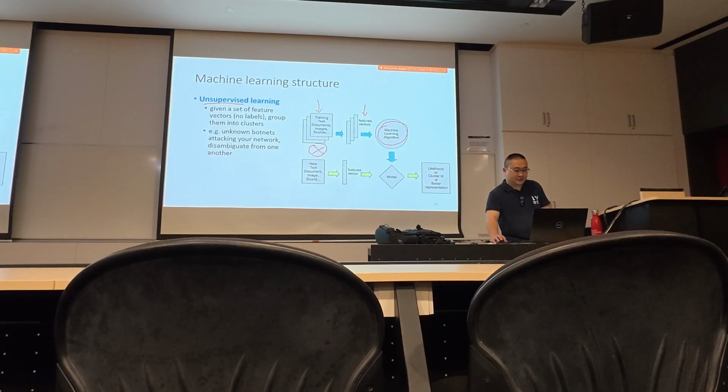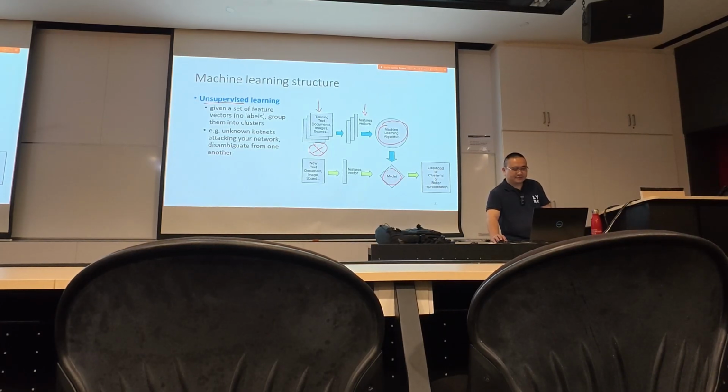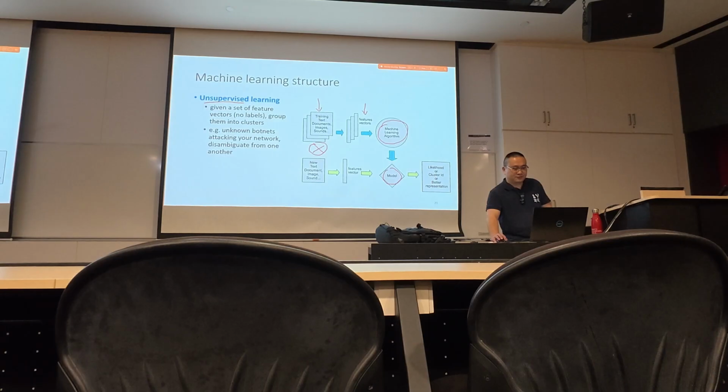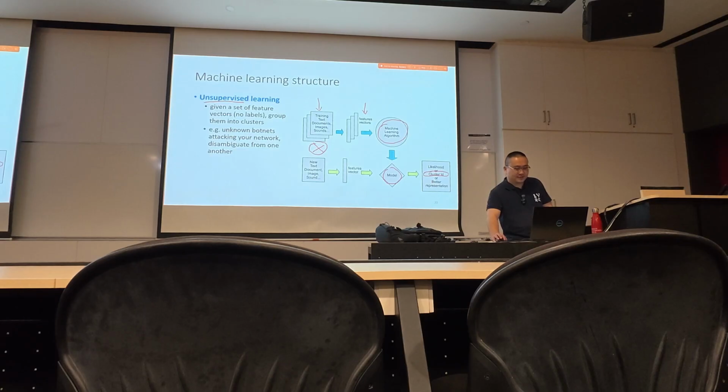However, now this is unsupervised learning, so the task is different. Instead of classifying the inputs into different labels, we can calculate the cluster ID, because we can do the clustering given the inputs. Or we can check the likelihood that the inputs belong to some cluster. So this is unsupervised learning.